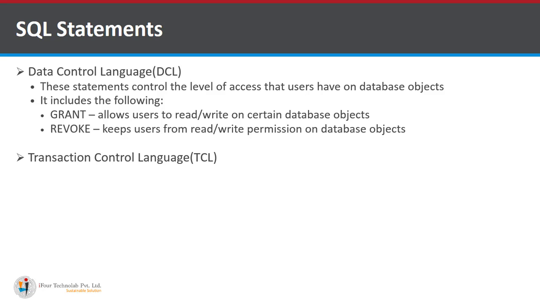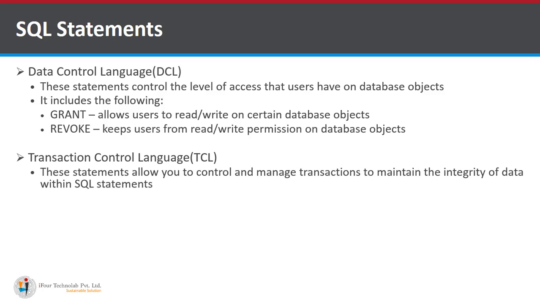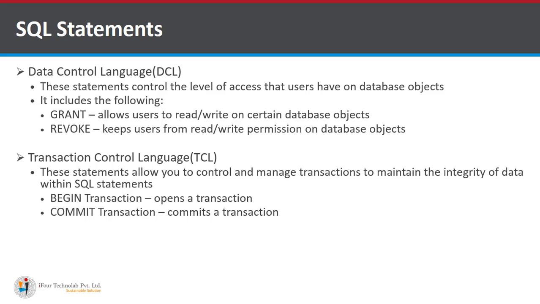The last one is transaction control language. These statements are used when we work on more than one object at a time, and TCL is responsible that either all the commands run successfully or none of them run at all. These statements allow you to control and manage transactions to maintain the integrity of data with SQL statements. Begin transaction, to open a transaction. Commit transaction, that commits a transaction. Rollback, to roll back a transaction in case any error occurs during the whole transaction.